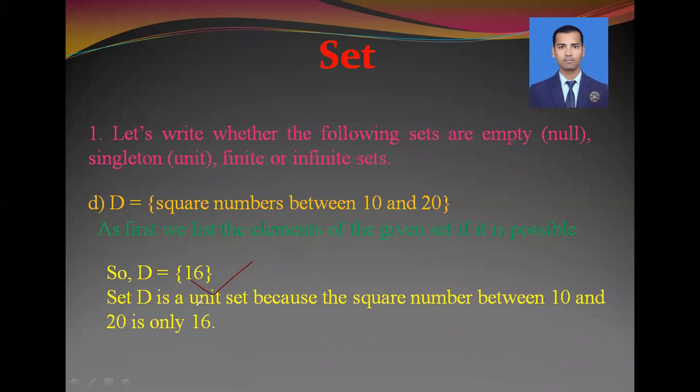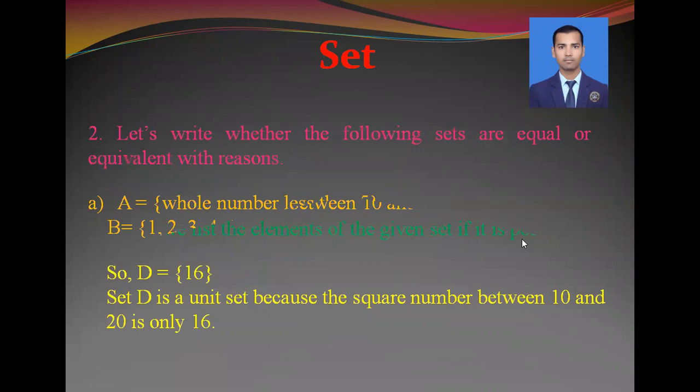So set D is a unit set because it has only one element. Set D is a unit set because the square number between 10 and 20 is only 16, which is only one element between 10 and 20. That's why set D is a unit set. I hope you are understanding the classification of this type of sets.